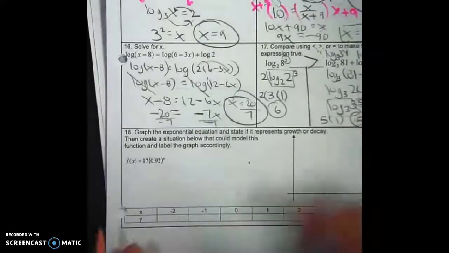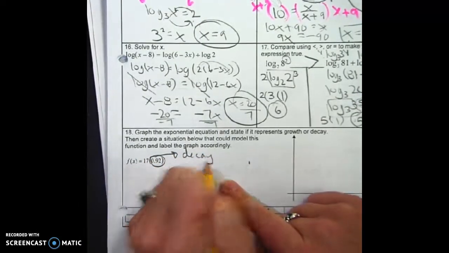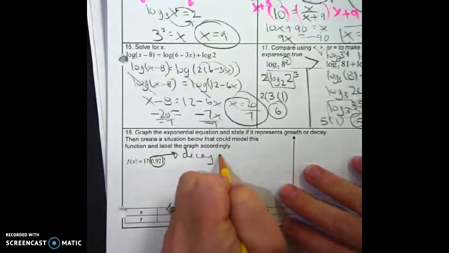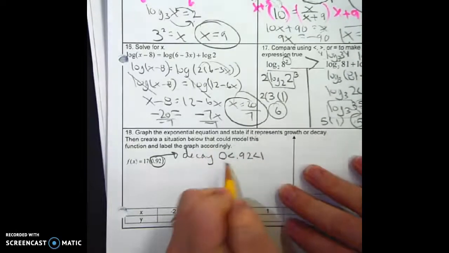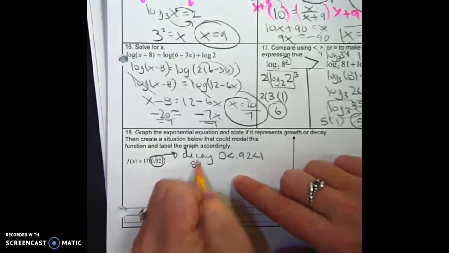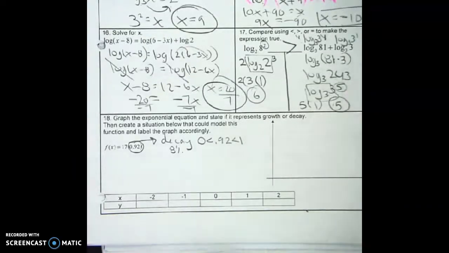Okay, last one. I need to know if it's growth or decay. So this is decay because it's between 0 and 1. The decay is 8%. And then you need to actually plug it in. So I'll do that. I think the bell's going to ring.